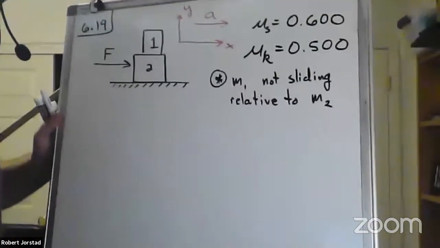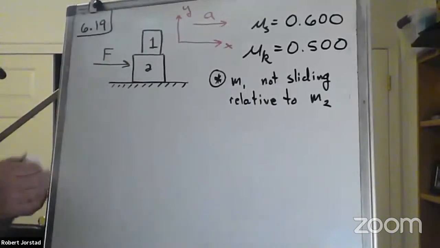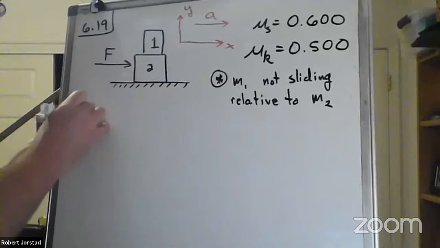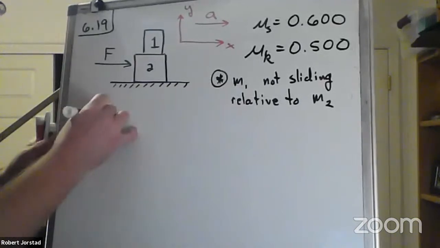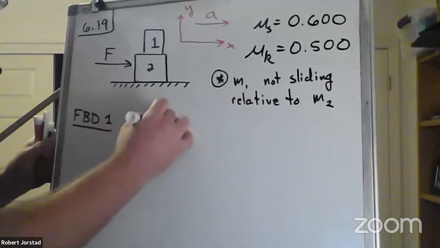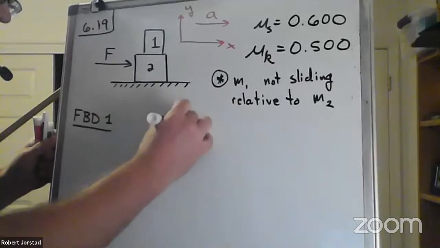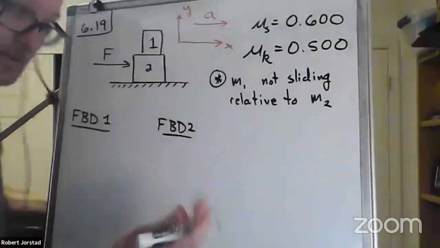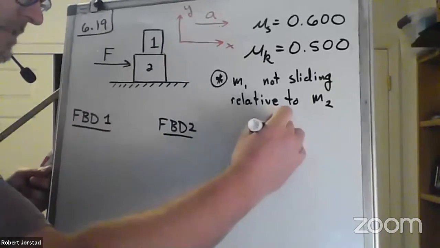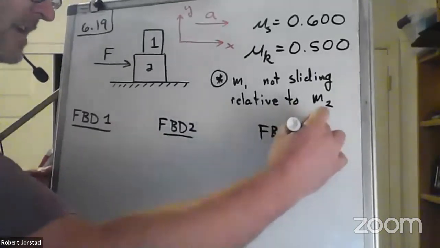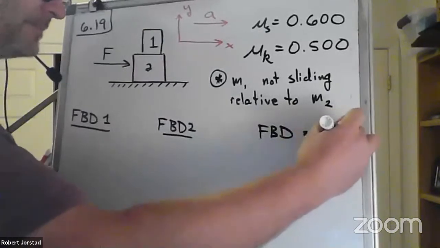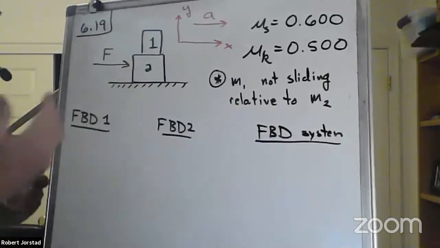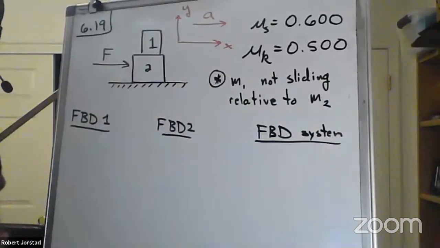Again, we're looking at 6.19. So I'll race you. Try to get the FBDs. Let's do them in order, huh? How about we do FBD 1 on the left side, FBD 2 in the middle. And because they're not sliding, they're moving in unison, it is acceptable to do an FBD of the system. We cannot always do that, but here it is valid. So you don't have to do the FBDs in this order, but yeah.